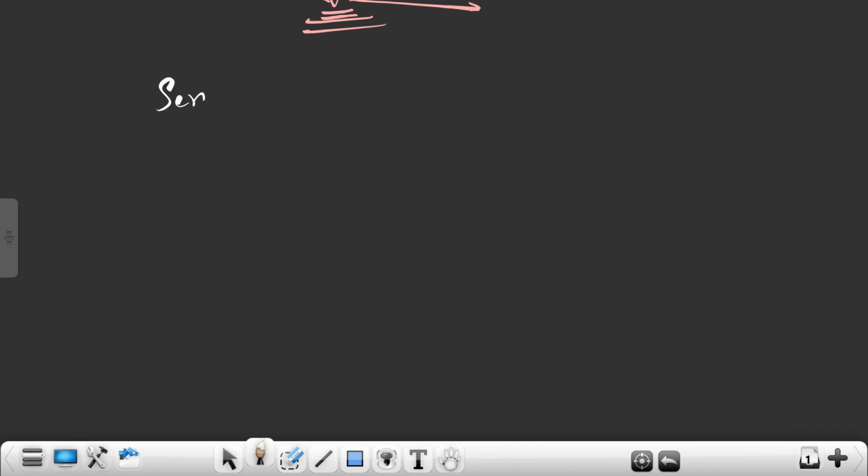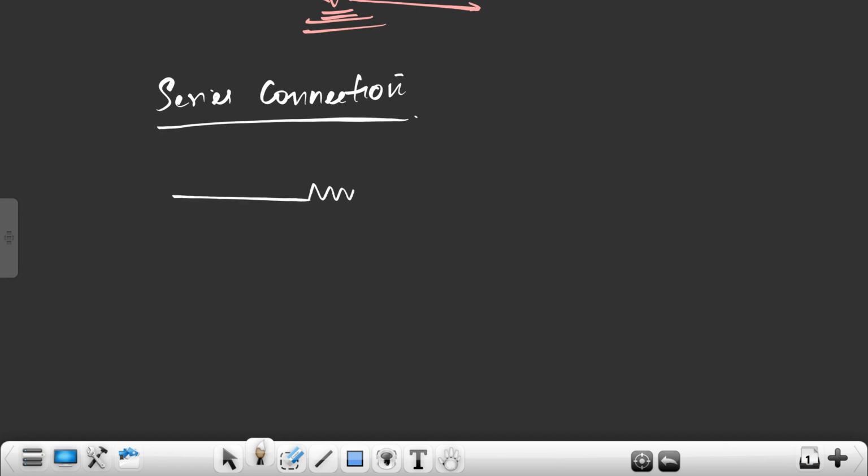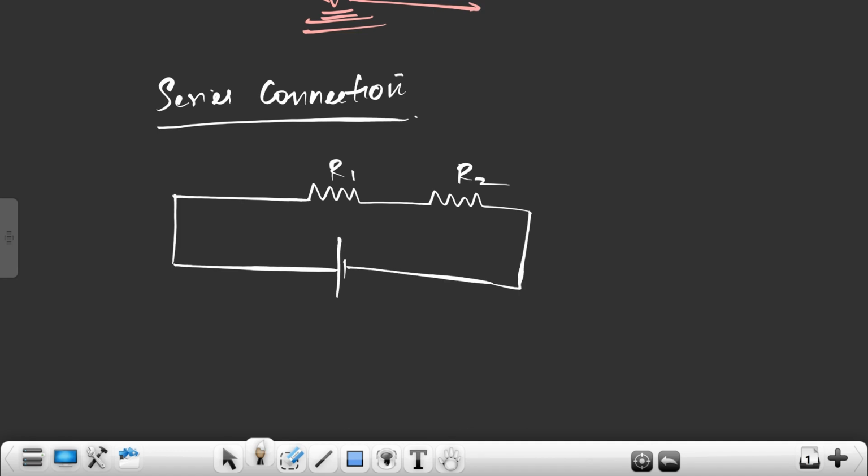First, we can see the series connection. Here also I have two resistors named R1 and R2, with resistance R1 and R2. And I have a cell here with potential difference V. When the circuit is on, a current of I ampere flows through it. The potential difference across R1 is V1 volt and the potential difference across R2 is V2.